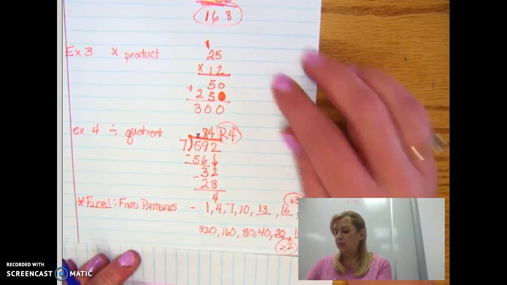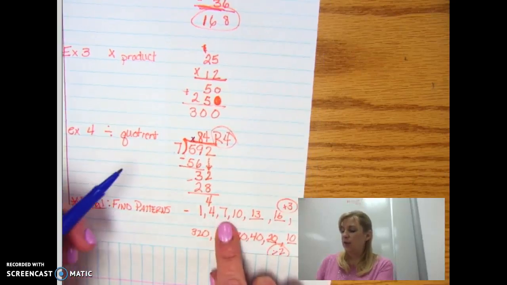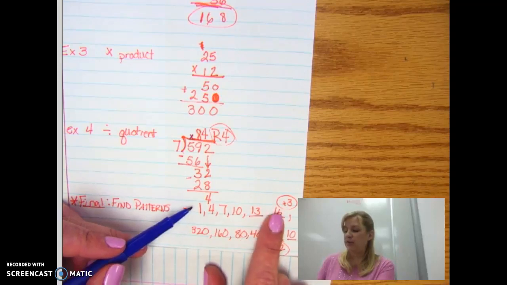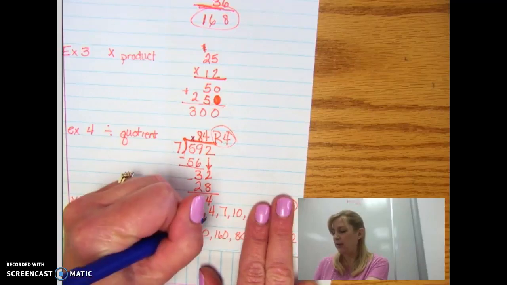The final thing you're going to be doing today in your math assignment is finding patterns. So if I have 1, 4, 7, 10, and I needed to fill in these 2 numbers, I can already see that this is a +3 pattern.